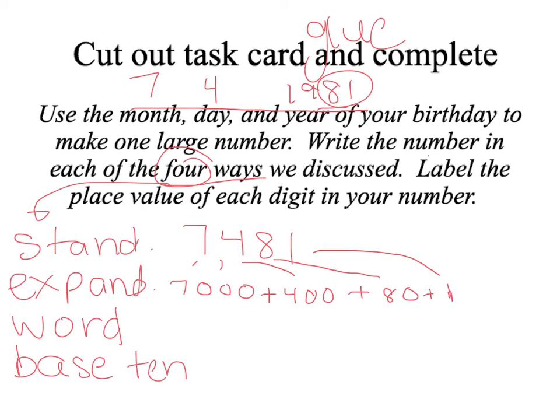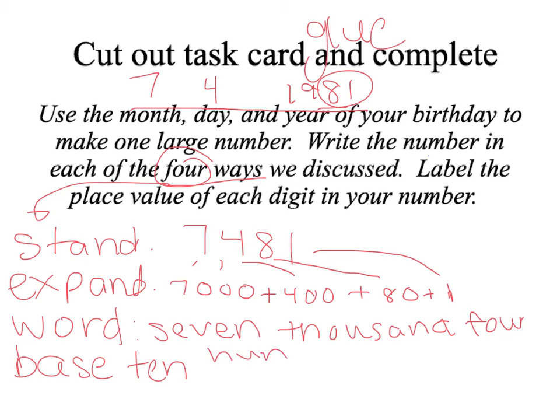I'm going to add. Then word form is you write it exactly how you say it. So I have 7,400, and so on. I'm running out of room. 400, and then I would write 81.